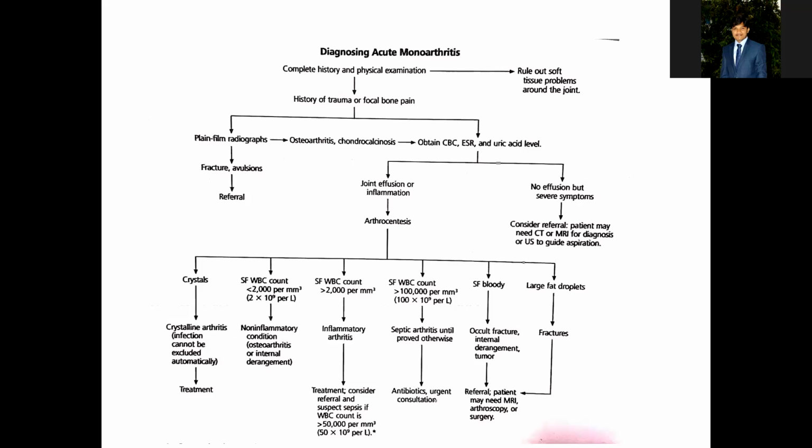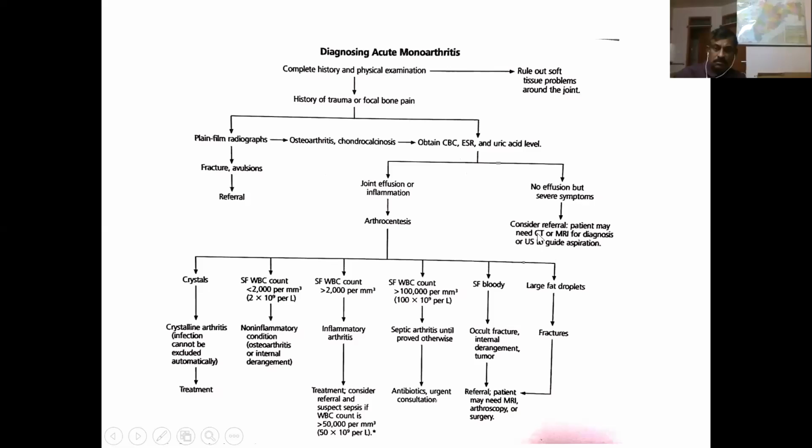Briefly, diagnosing acute monoarthritis starts with a complete history and physical examination, and we have to rule out articular versus periarticular pathology. If articular pathology is there, then we go with radiography, where we see fractures and avulsions. In arthritis, osteoarthritis and chondrocalcinosis, we go with complete blood picture, ESR and uric acid levels. If joint effusion is there, go with arthrocentesis. If no effusion but severe symptoms are there, then further investigation with CT, MRI, or ultrasound to guide aspiration is needed.